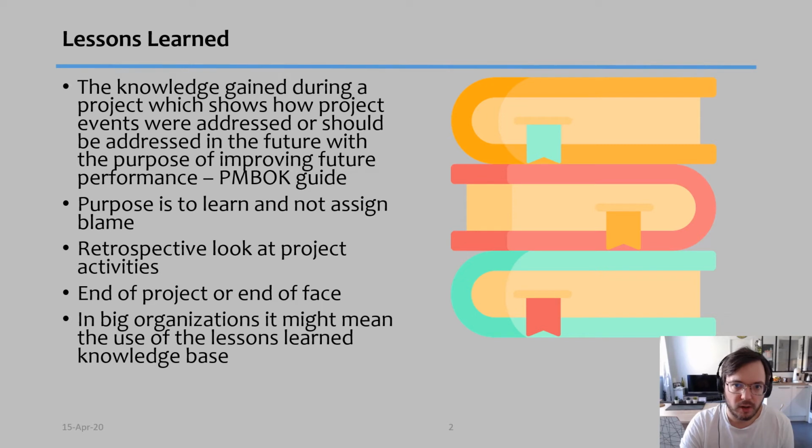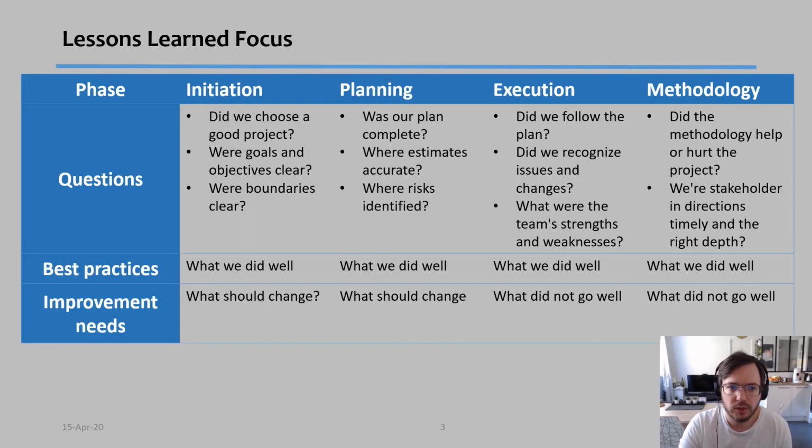In big organizations, you might have to use a lessons learned knowledge database, where you maintain all these records in order for future teams to more easily find information that can help them in their project. The lessons learned will have different focus. You're going to focus on 4 main areas: initiation, planning, execution, and the methodology. And I put here some questions that can help you to define how to write it.